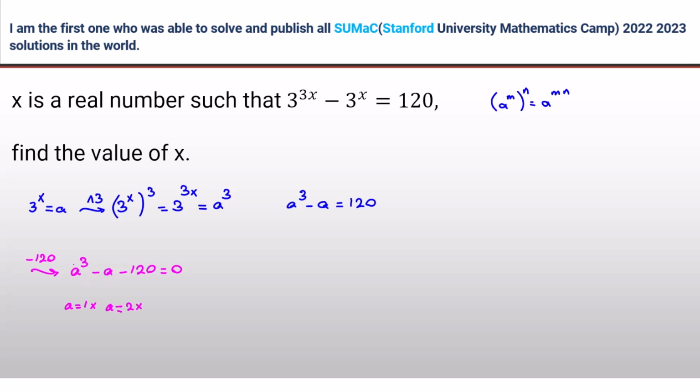a = 2 also, this part will be small, so it's still negative. a = 3 again still negative. a = 4 also negative, because 64 minus 4 is 60, and minus 120 is negative, minus 60. If we check a = 5, it's 5 cubed, minus 5, minus 120. It's equal to 0. So a = 5 is our first answer.